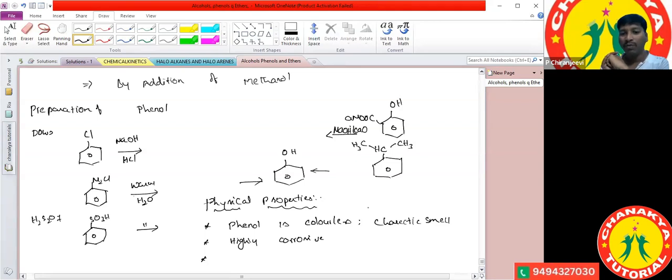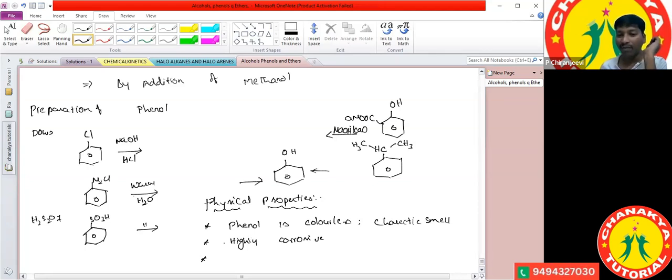But we have a practical, we have to do the test with phenol. What is the test we are doing with phenols in the lab? Identification of the functional group. Phenol is also one of the functional groups. Identification test and we have to do the confirmation test here. Whatever phenol is there in a lab will be light pink in color.